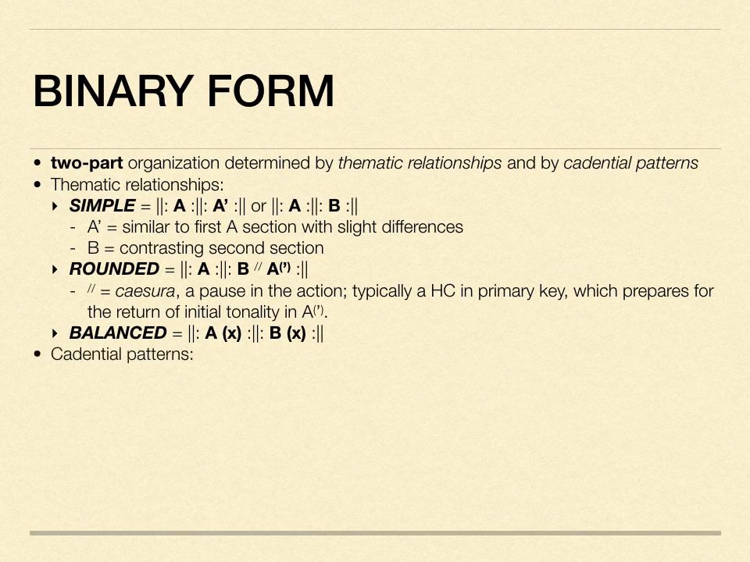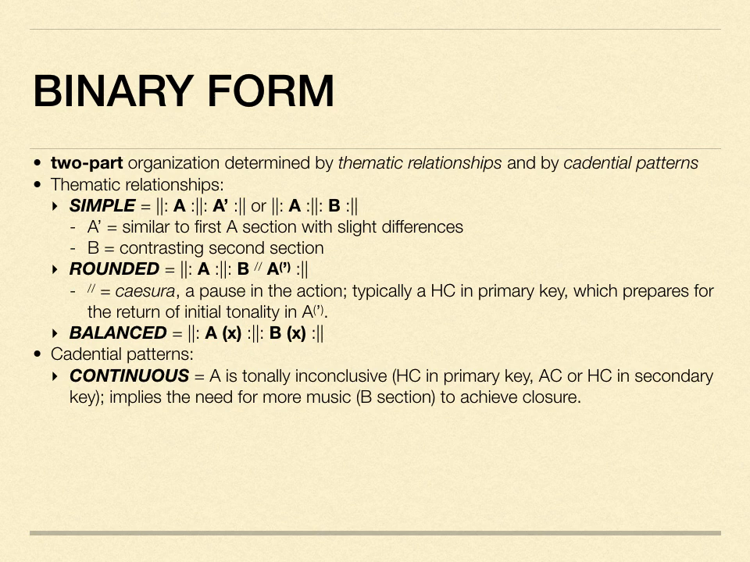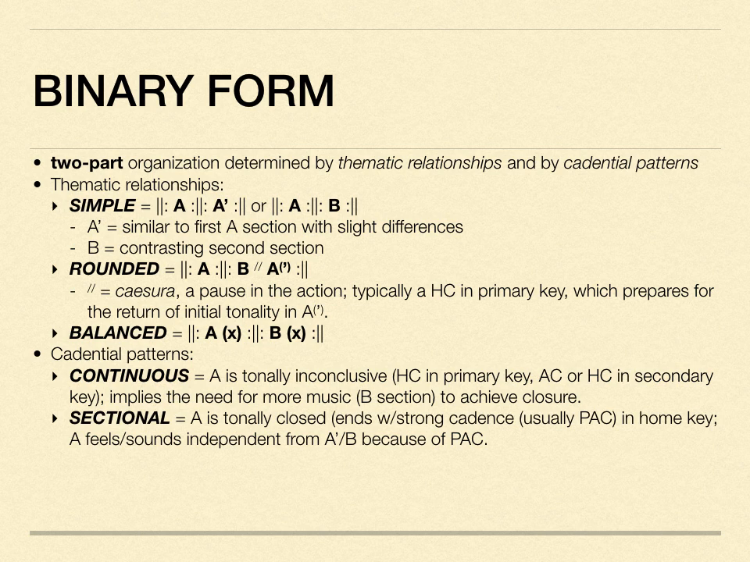Cadential strength also has an effect on the form of a piece. In a continuous binary form, the A section ends with an inconclusive cadence, which is typically a half cadence in the primary key or a cadence in any other key. An inconclusive cadence at the end of the A section implies the need for more music to achieve true closure. A sectional binary piece ends its A section with a conclusive cadence in the original tonic, which gives the A section a sense of independence from the rest of the movement.